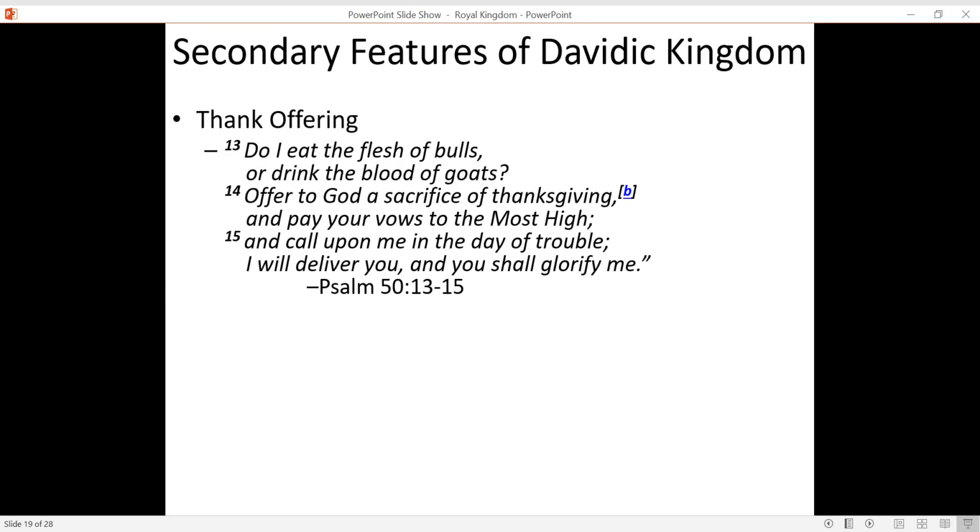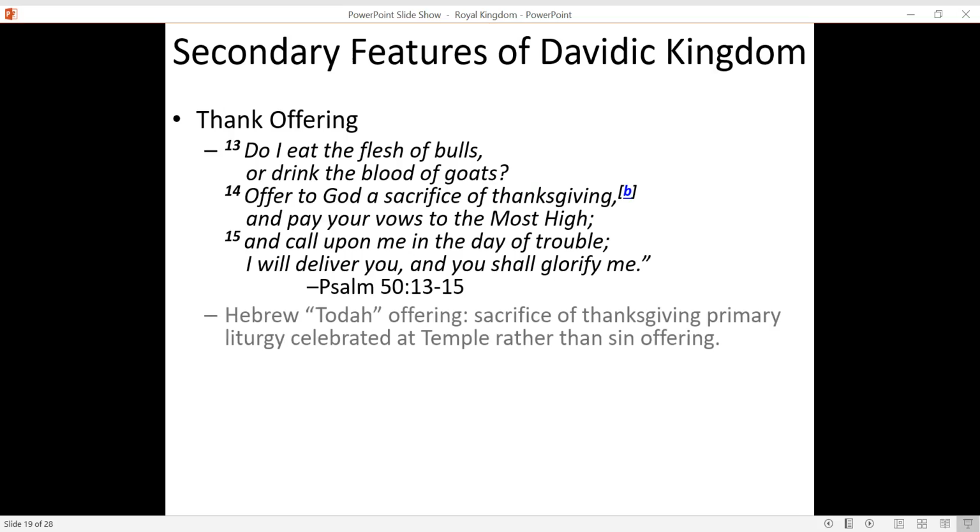So this Thanksgiving offering became the more important sacrifice of Israel, more important than the Passover meal, which they've been celebrating since the Passover, where the angel of death passes over, and if the blood on the doorposts weren't there, then the firstborn would die. But the Todah offering became more prominent, and it slowly began to foreshadow a future sacrifice of thanksgiving.